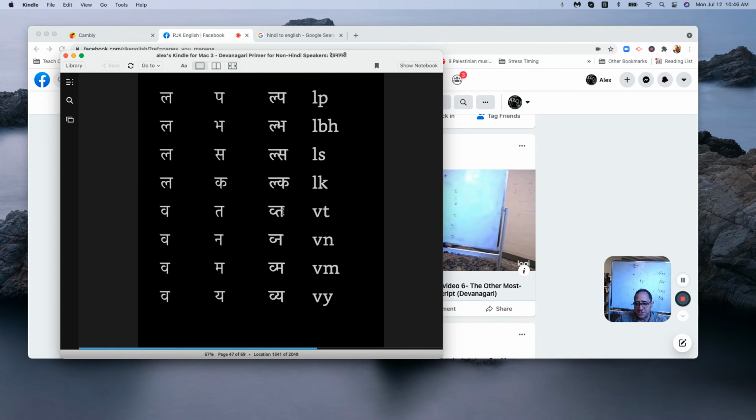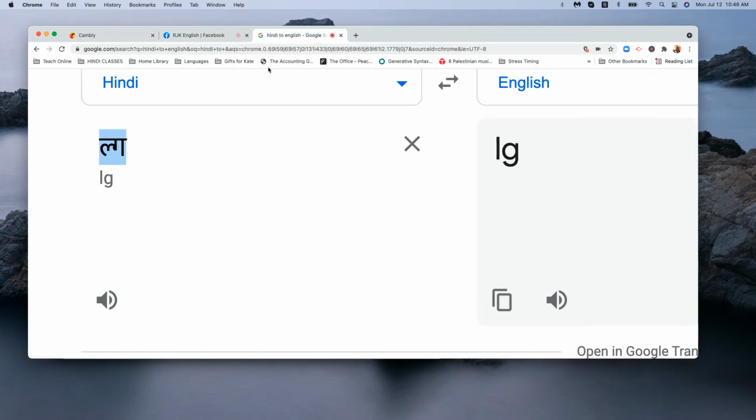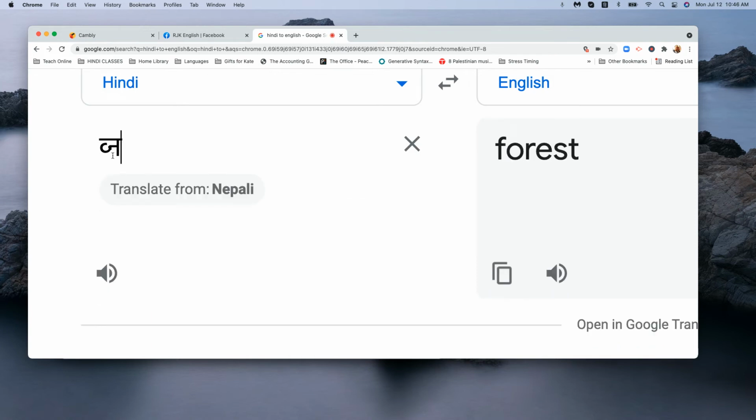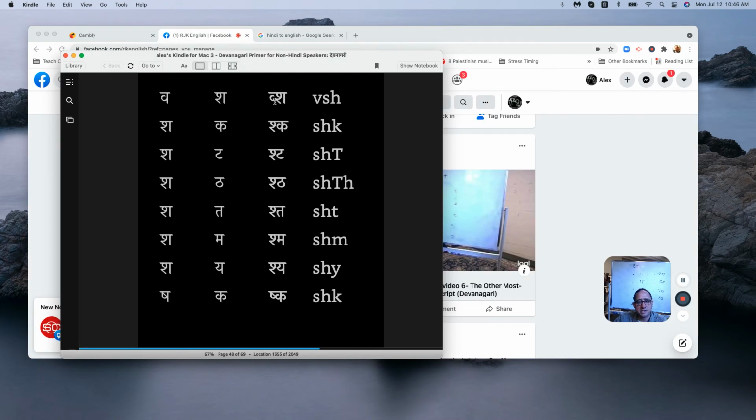Va is going to act just like the B, except you're not going to have the line. See, here, even with the N, it's that way. Va. See, you just have the V circle, and then you make the N. Vasha, and you should be practicing all of these. You're seeing all of them.